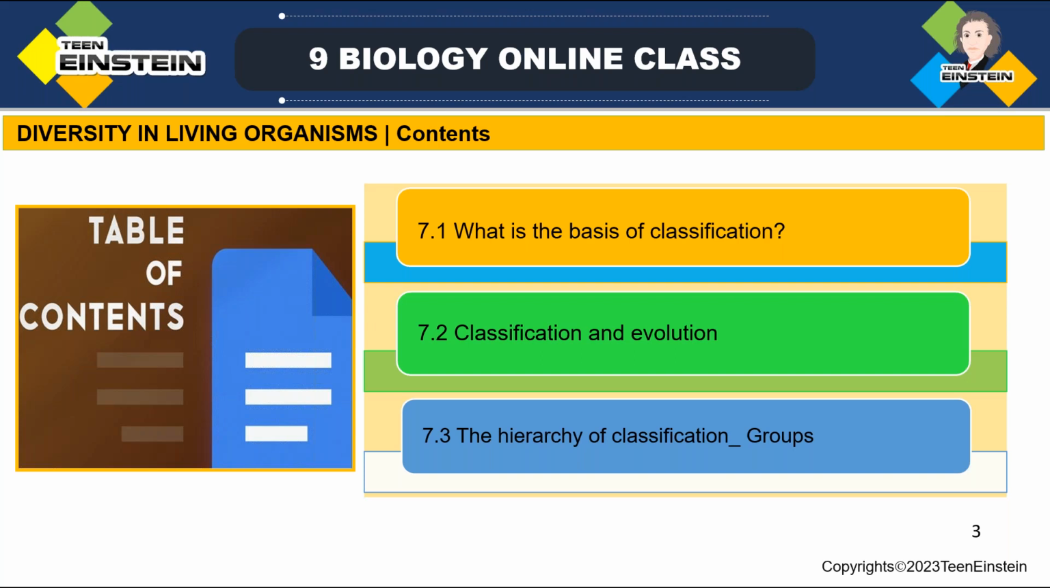And secondly, classification and evolution. What is the role of evolution in this classification? And based on what, how evolution happened and how this classification is done. That's what we are learning in that second topic. Then the hierarchy of classification, about the different groups which we have already classified, about that we are learning.